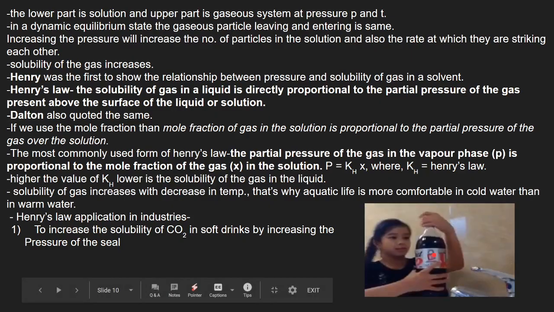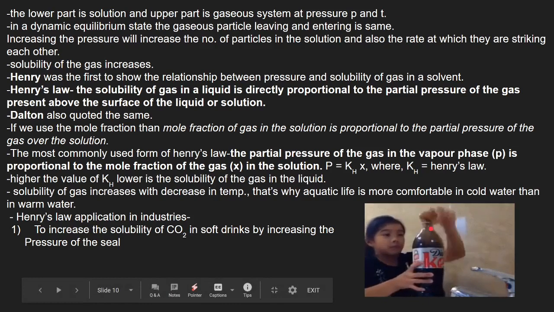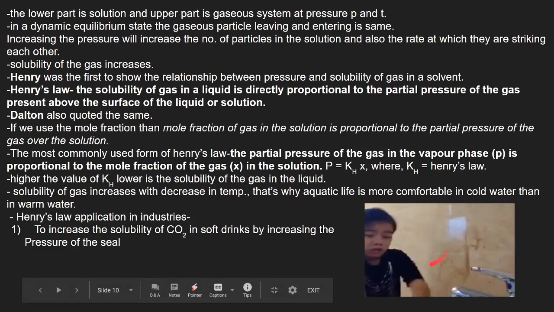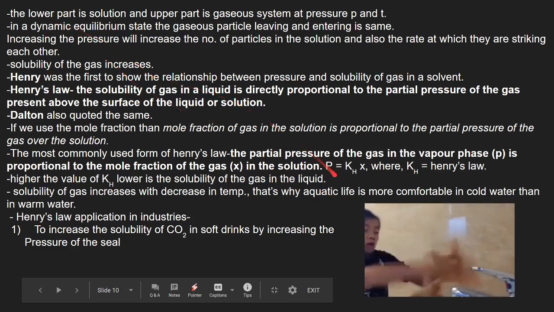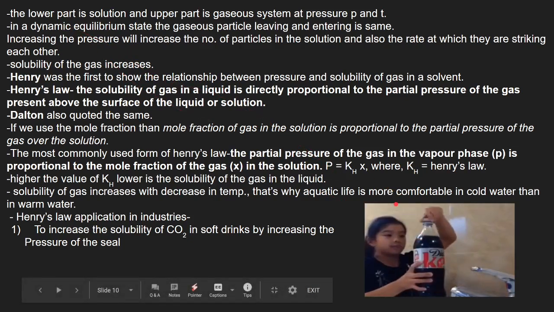Now just don't keep on looking at the kid. Here you can see how she opens it and all this. Coke comes out. I just hope you don't keep on staring at her.